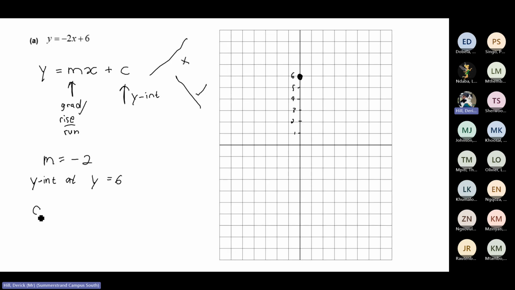So if we make y 0 now, we have 0 equals -2x plus 6. Subtract 6 from both sides, and we have -2x equals -6. Divide both sides by -2, and we get x is equal to 3. So if I say this is a 1, this is a 2, and this is a 3, then I can say my line goes through there.